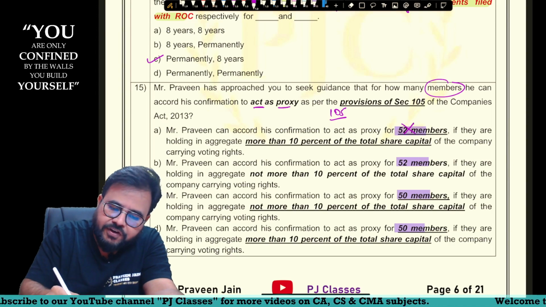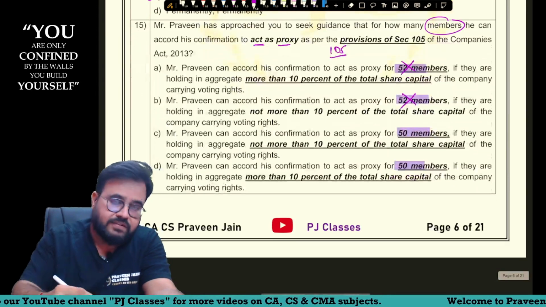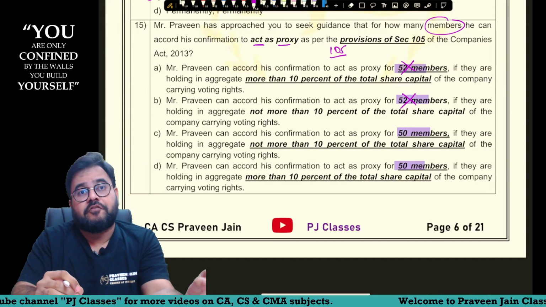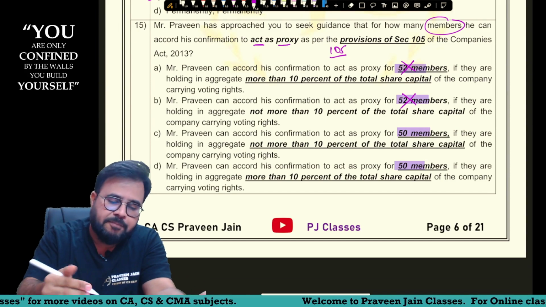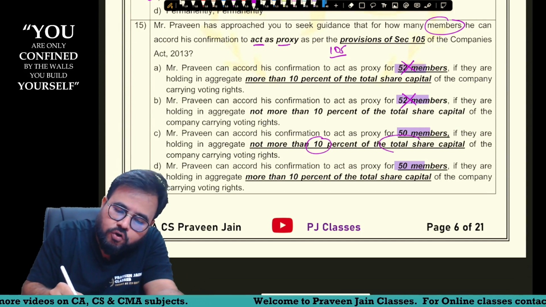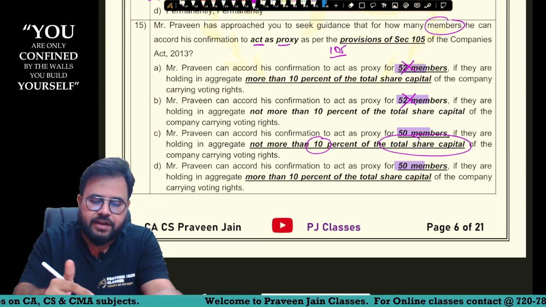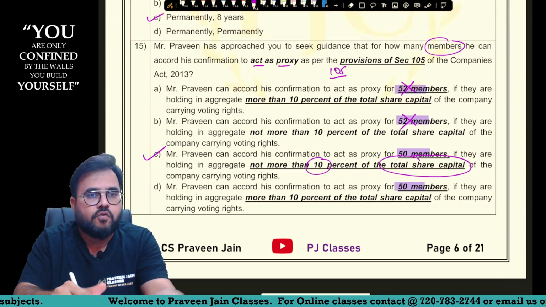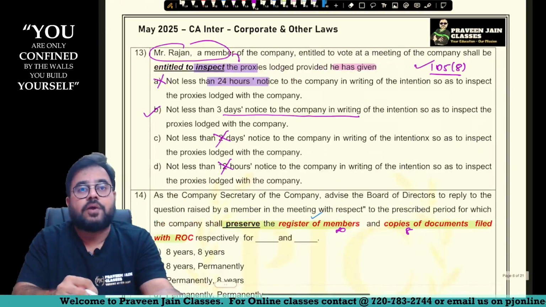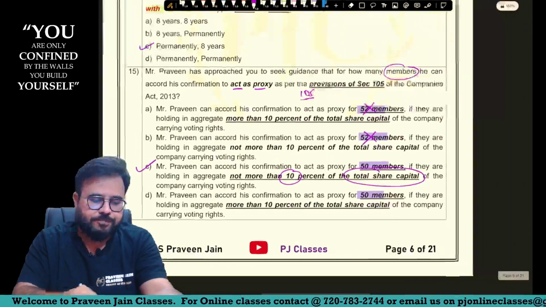So can I say 52 cancel? Now C and D could be the right option, sir. You can represent 50 members, but they should not hold more than 10%, sir. 10% of what? Total share capital carrying the voting rights. So can I say C is the right answer? And this you will be finding in section 105 also. And with this we conclude your MCQ part, sir.